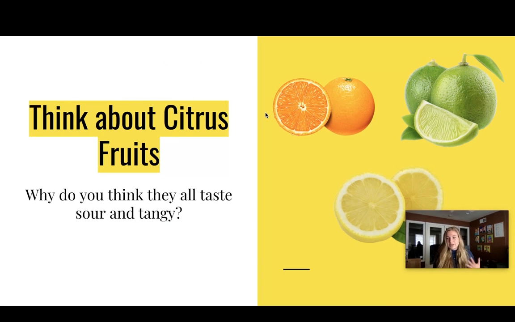So I also want you to think for a moment about eating a lemon, an orange, a lime, or a grapefruit. What do those fruits taste like? Well, one thing they all have in common is their sour, tangy taste. That sourness is actually due to the acidity of these fruits. But what does that mean? Let's find out.